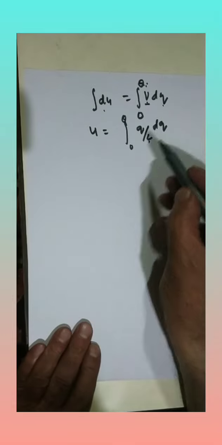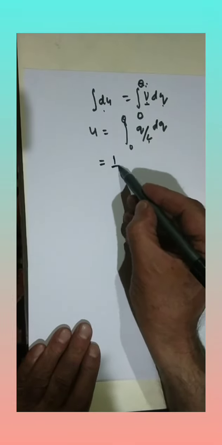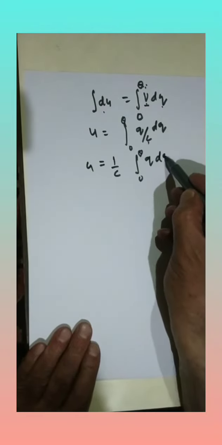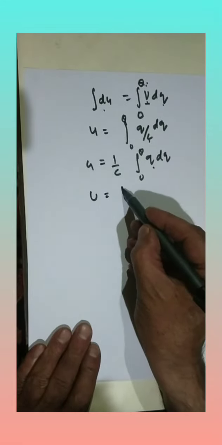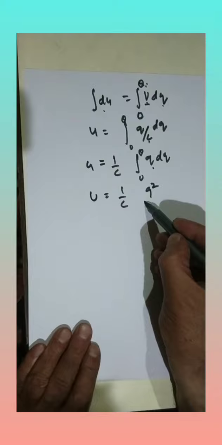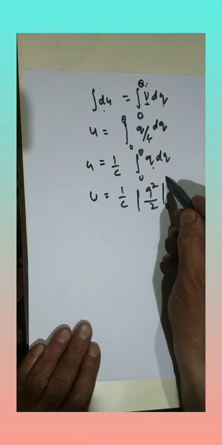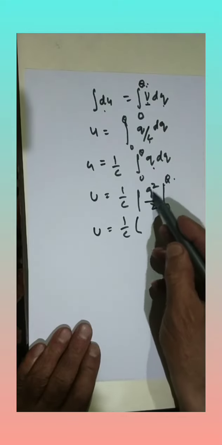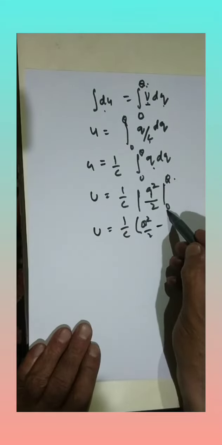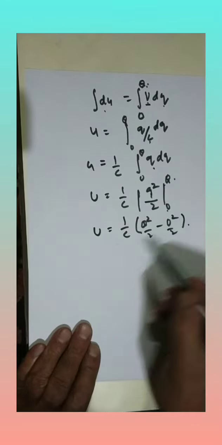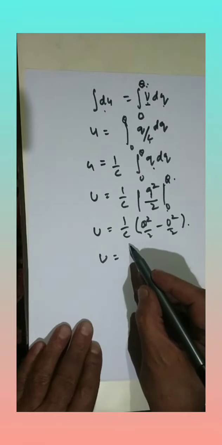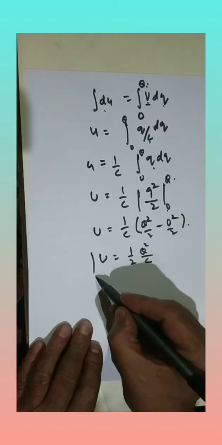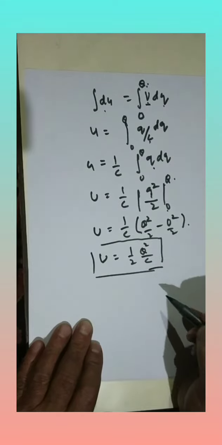Now the capacity C is constant, so it can be taken outside the integral, 1 by C. Then we are left with the integral from 0 to Q of dQ. Now integration of Q is equal to 1 by C, Q square by 2, between the limits 0 to Q. So that will be equal to 1 by C, upper limit first, Q square by 2 minus 0 square by 2. Or U will be equal to 1 by 2 Q square by C. This is the expression for the potential energy stored in the capacitor.